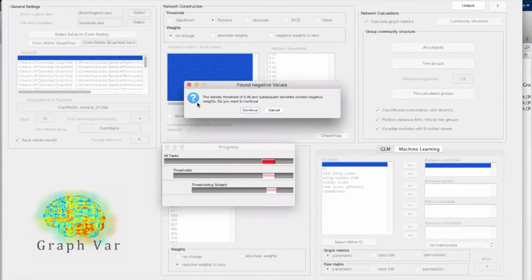Okay, now it's telling me that there are some negative weights in my respective sample already with a density of 0.46, but the Louvain algorithm can deal with negative weights in the current implementation as we have done it in GraphVar, so I'll just continue here. But depending on what your hypothesis about negative weights is, you may want to modify the weights, for example, by using the absolute weights or setting negative weights to 0.